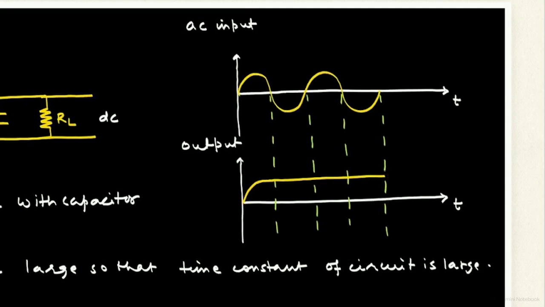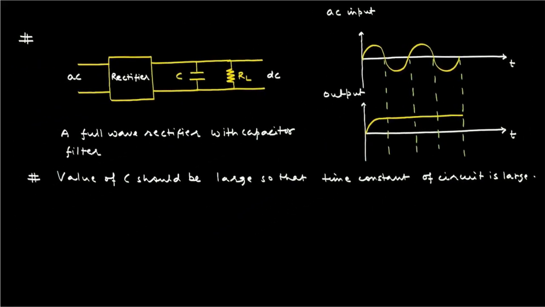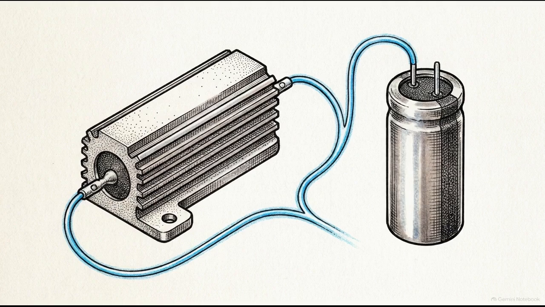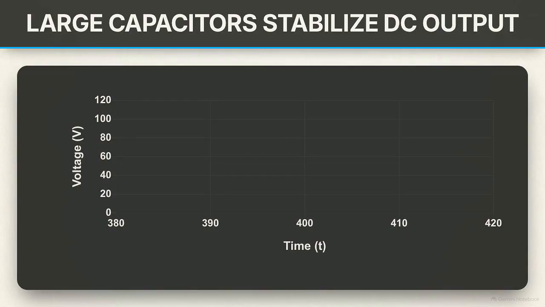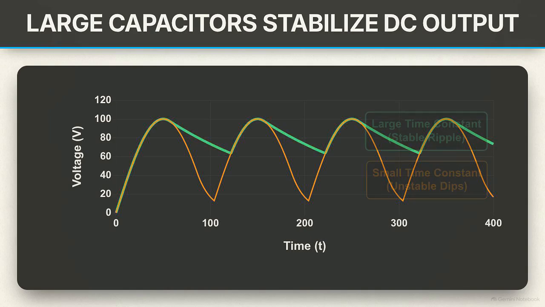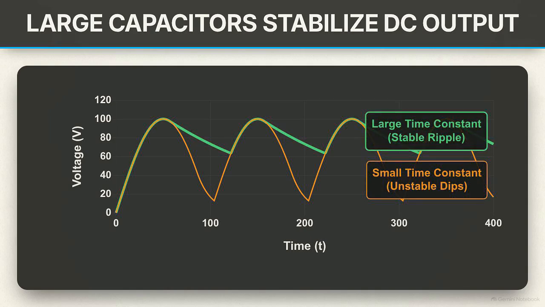For this to work effectively, a specific engineering parameter must be met. As the note indicates, the value of the capacitor must be large enough to ensure a large time constant for the circuit. The time constant is the mathematical product of the load resistance and the capacitance. It dictates precisely how slowly the energy reservoir empties. If the time constant is too small, the capacitor drains too quickly, leaving unstable dips in the voltage. With a large time constant, the drain is slow, smoothing the output into a shallow ripple.